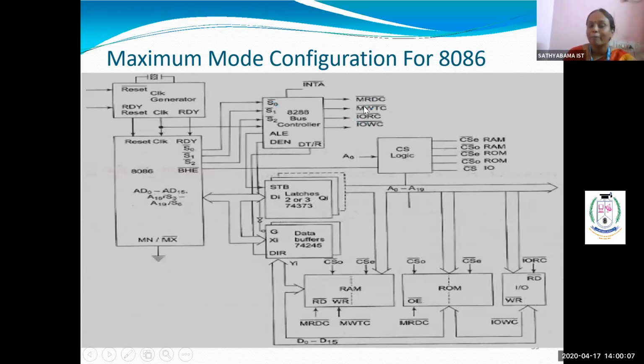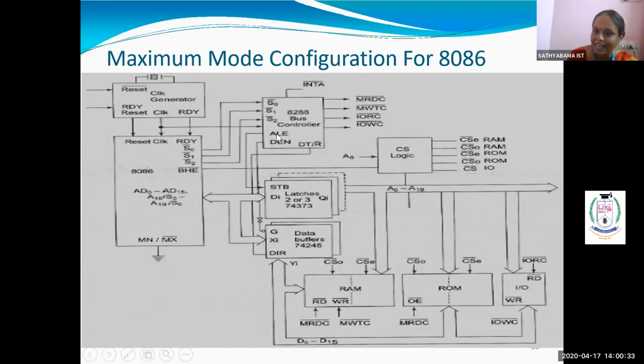And one more thing, the bus controller will take all the necessary signals. You just see ALE is also given to the bus controller. DEN, meaning data enable, is also given to the bus controller. Data transmit and data receive are also given to the bus controller. Just see the bus controller chip alone. What are the inputs to the bus controller? S0 bar, S1 bar, S2 bar. That alone decides the 4 operations.